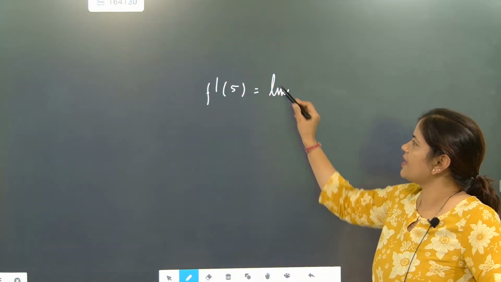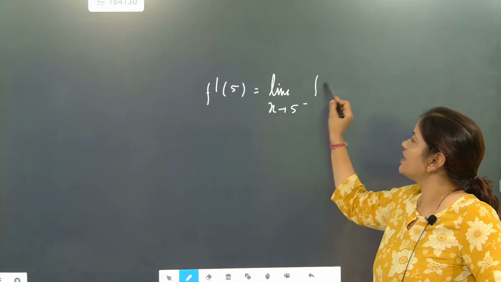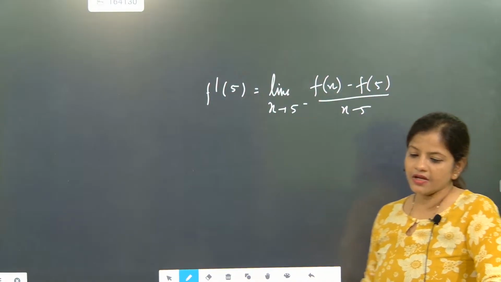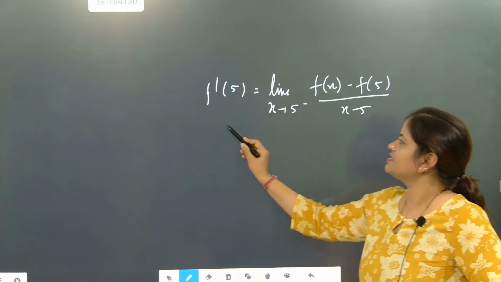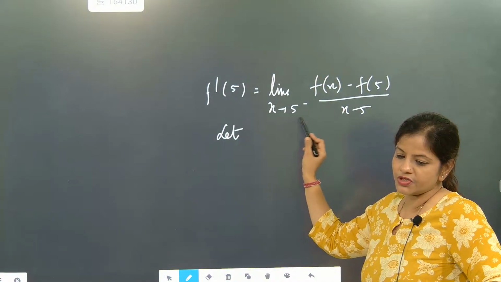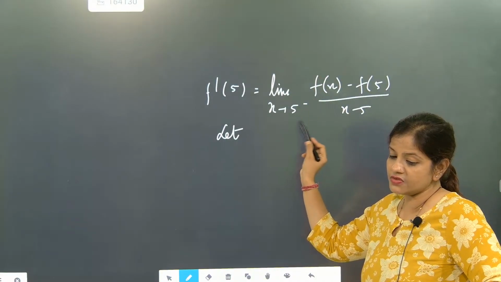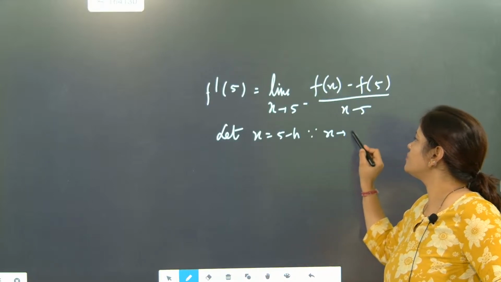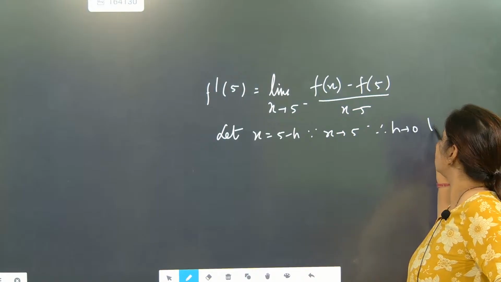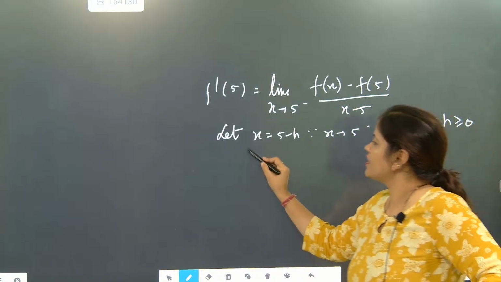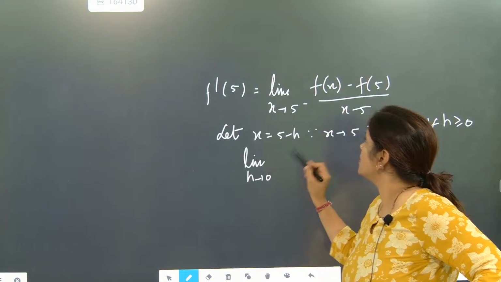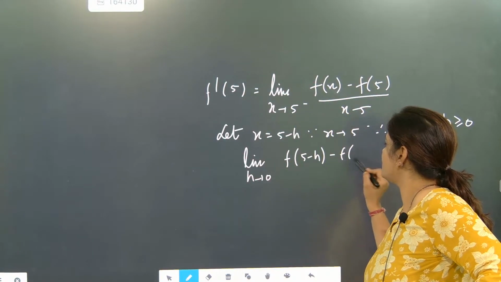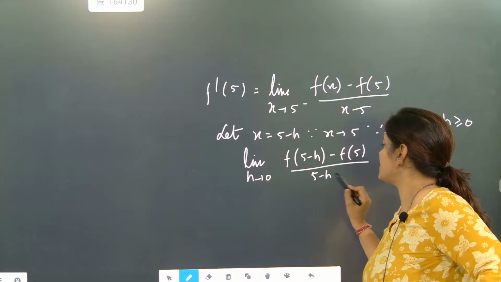So here it will become what? I am just writing limit x tends to 5 minus. Here it will become f of x minus f of 5 by x minus 5. Again 5 minus means any of the parts we are going to take. Just take let. I told you, don't substitute in this case. This is danger. When this is there, first you have to remove. Let x is equal to 5 minus h. Since x tends to 5 minus, therefore h tends to 0 for all h greater than 0. So here it will become limit h tends to 0 f of 5 minus h minus f of 5 by 5 minus h minus 5.